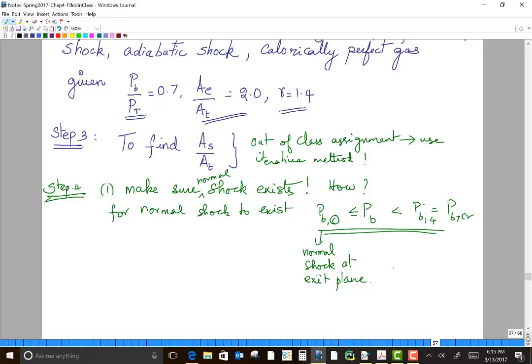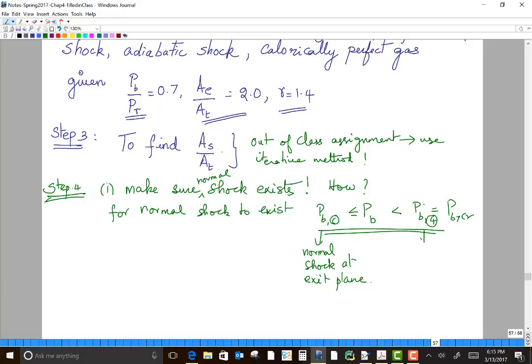You have to make this check, okay? Whenever you have a problem where you have to find the shock solution, you have to make sure the shock exists. If the problem says assume the shock exists, don't worry about verifying it, then you can go ahead directly and compute the shock location. But if it is not specified explicitly, then you need to verify, okay? That is important. And obviously there'll be points associated with the steps to verify the existence of a shock.